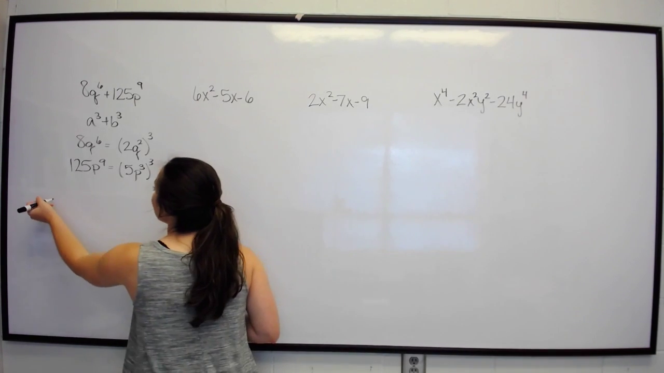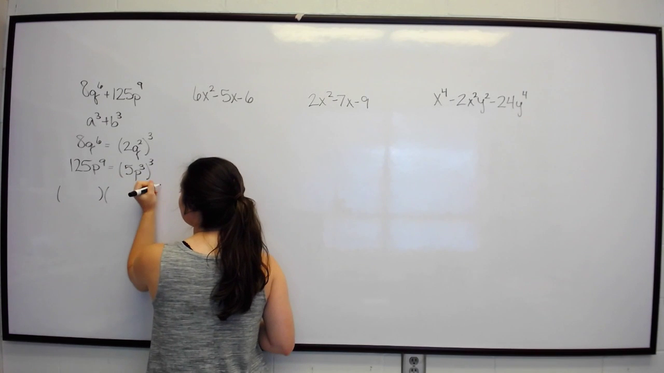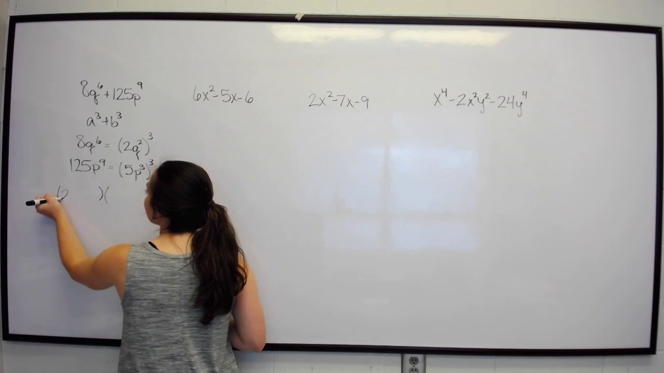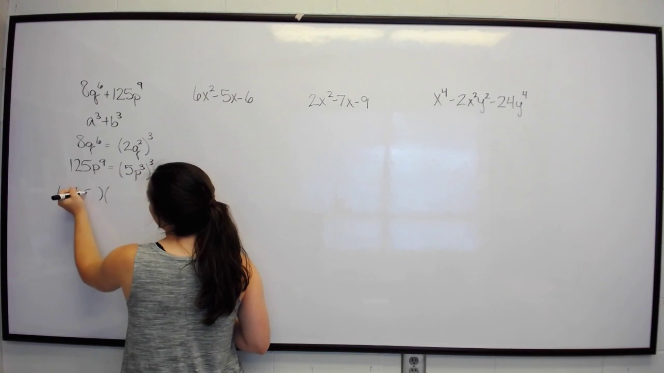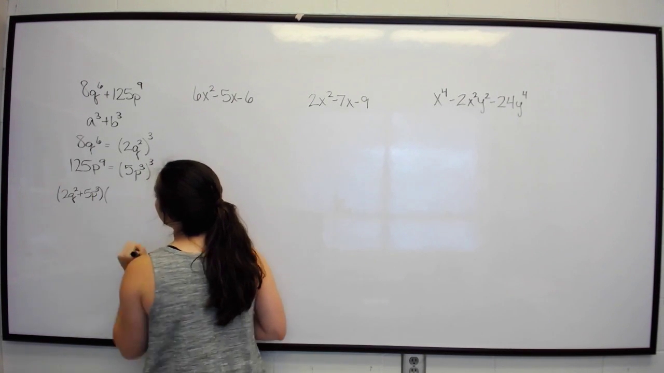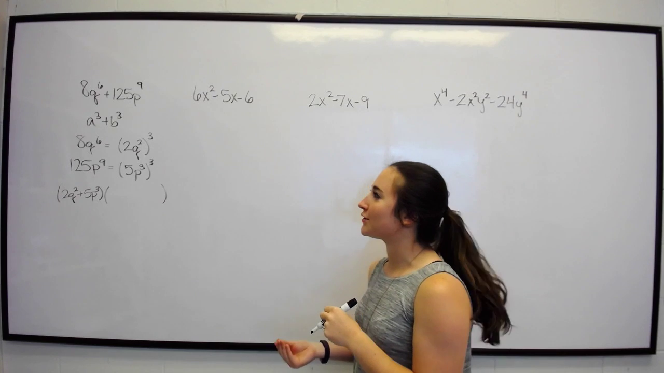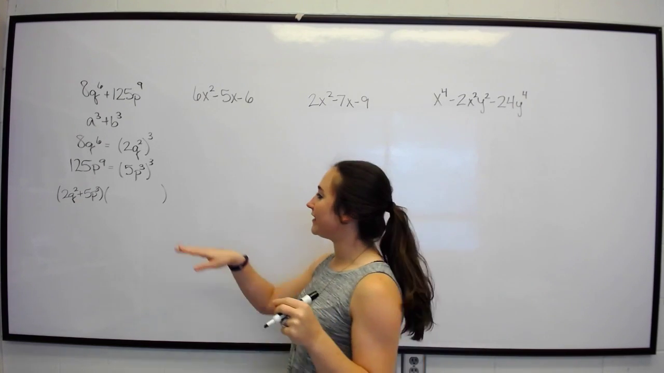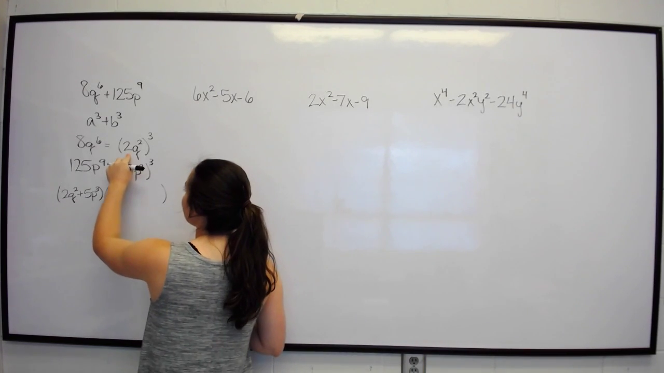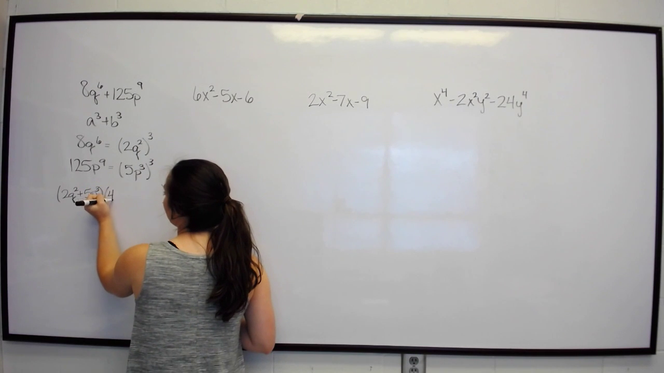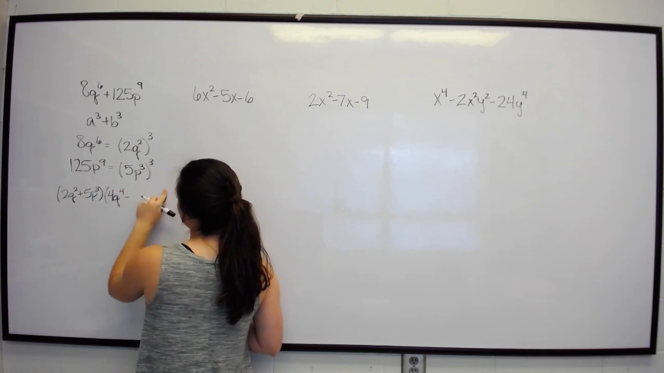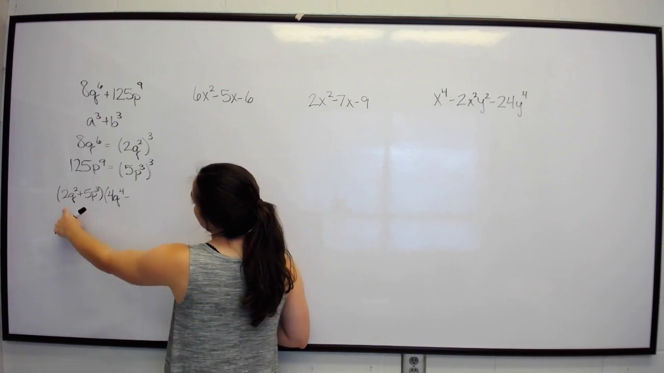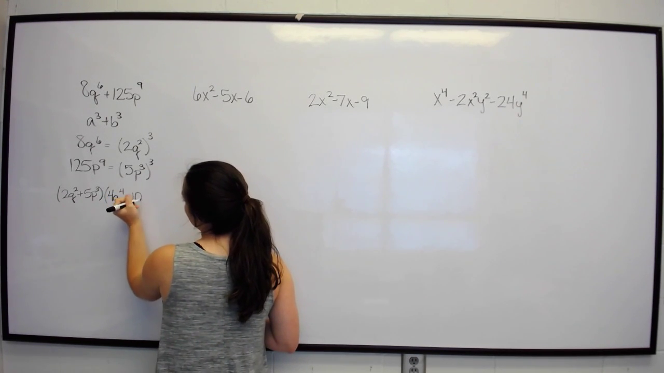We're ready to factor. So here it will be just a 2q squared plus b, which is 5p cubed. Remember, the first one is just going to be a plus b. And the second one, we will have this squared. So it'll be 4q to the 4th minus this times this. So minus 10q squared p cubed.